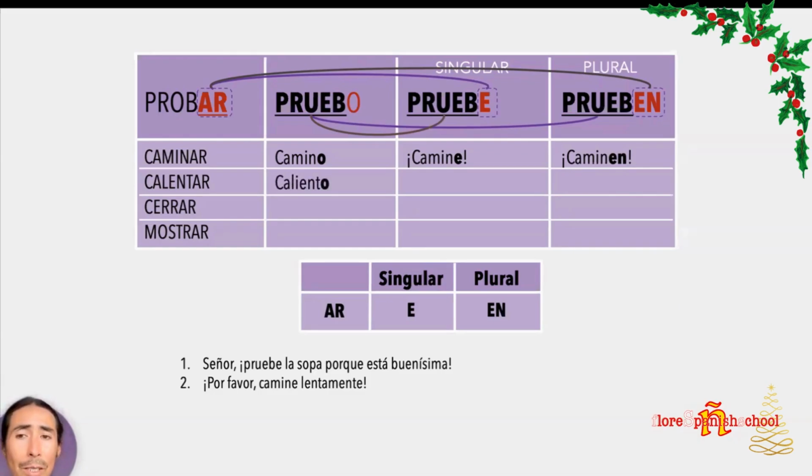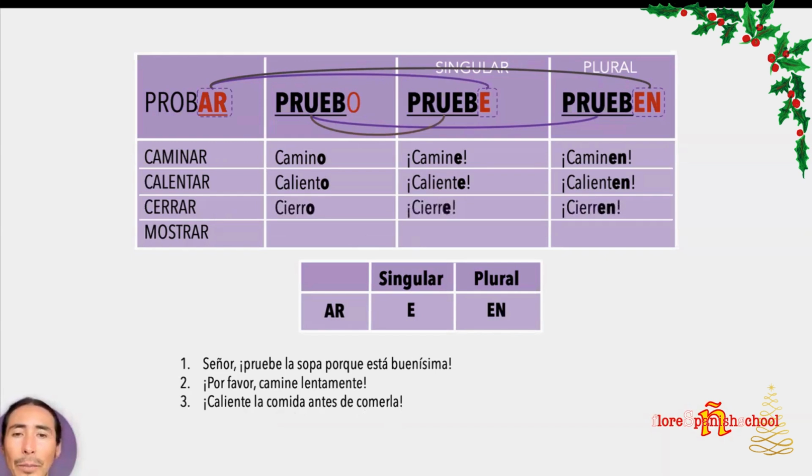Calentar, heat up something, warm up something. Caliento, because it's an irregular verb. And the command, caliente, plural, calienten. And example, caliente la comida antes de comerla. Heat up the food before eating it. Now, cerrar. Cerrar is also an irregular verb. Cierro, cierre, cierren. And example, por favor, cierre la puerta al salir de la oficina. Please close the door when you are leaving the office.